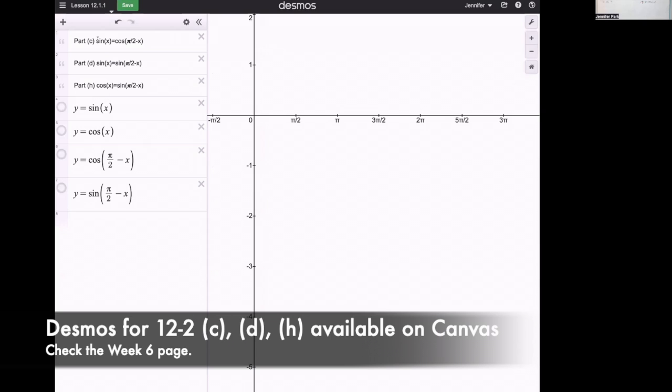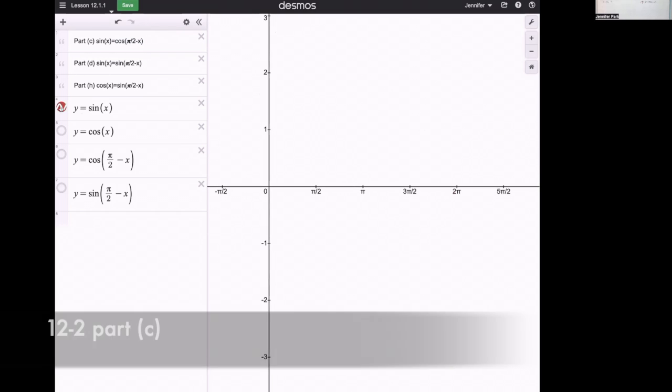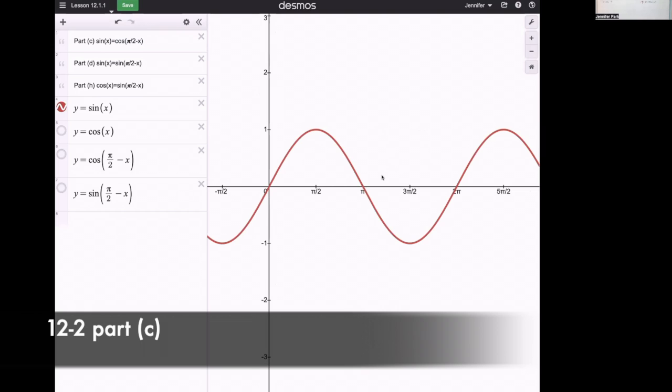That's the first one we're going to look at. That's where we're trying to see if sine of x is equal to cosine of pi over 2 minus x. What I'm going to do is graph sine of x, which is the left side of the equation, and then graph cosine of pi over 2 minus x. I do have this Desmos linked on our Canvas webpage, so you can do it yourself as well. But let's see, sine of x, that's what the graph looks like. That's the graph of sine of x.